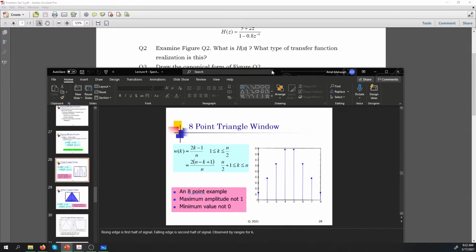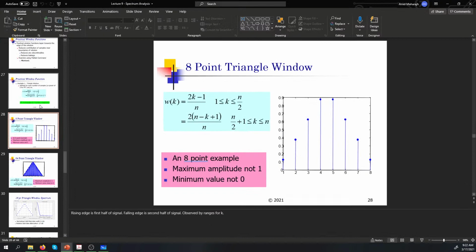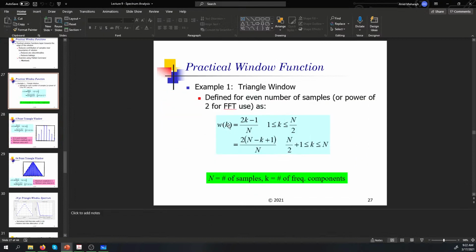So from lecture 9 here, we had our triangle window equation, which was W of k is equal to 2 times (k minus 1) divided by N, with k going from 1 to N divided by 2. But in our particular case, we're going to be using 2 times (N minus k plus 1) divided by N, where k is going from N divided by 2 plus 1 to N.